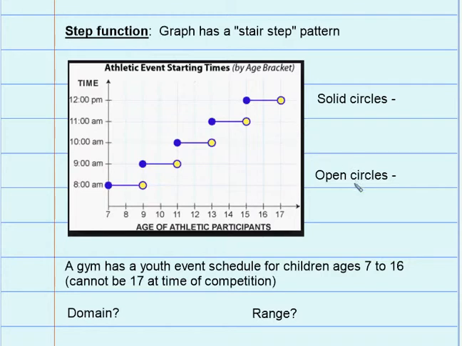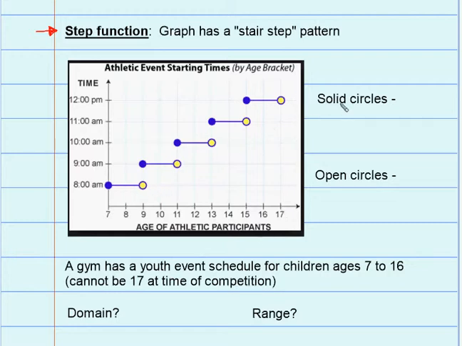Okay, this is an example of a step function. Okay, again, another important term, a step function. That's a graph that has a stair-step pattern. It's not continuous. We can't draw a line through these because, well, it doesn't include all of the points in that fashion. Okay, so here's the scenario for this graph. A gym has a youth event schedule for children ages 7 to 16. And then the rules for the events would be that you cannot be 17 at the time of competition.